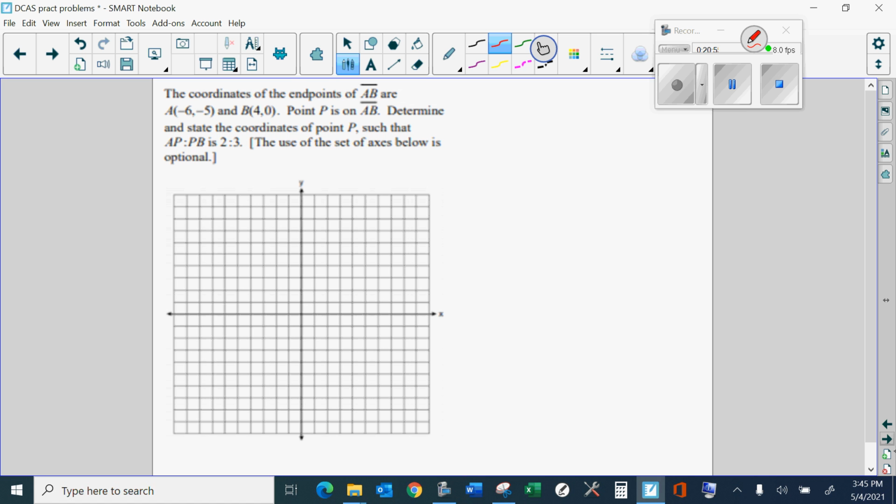All right, here we have the same thing from A to P and P to B. So it's 2 parts away from A and 3 parts away from B. Okay. I won't graph it this time. I'll just do it math-wise, and we'll go from B this time. We've been going from A all the time. X, Y, what's B? 4, 0. How do I get from 4 to -6? I'm going left. How do I get from 0 to -5? I'm going down.